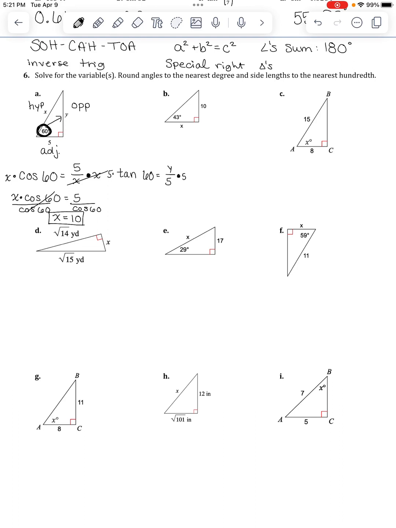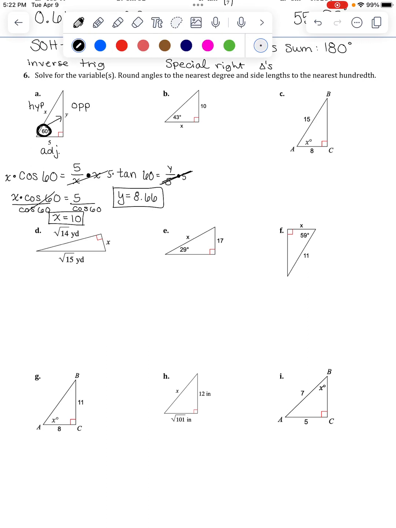And when the variable is in the fraction, I multiply by the denominator. So that cancels out. Y is now alone, and 5 times tangent of 60 is equal to 8.66 when rounded to the nearest hundredth.